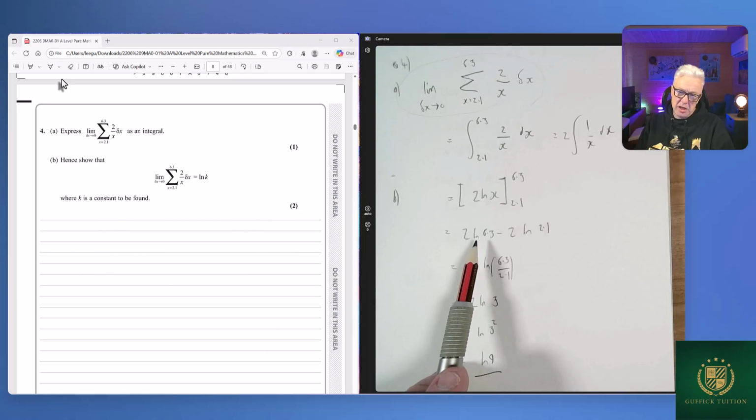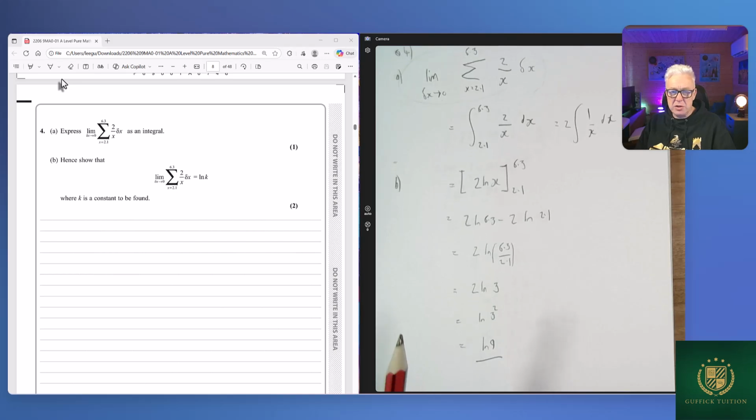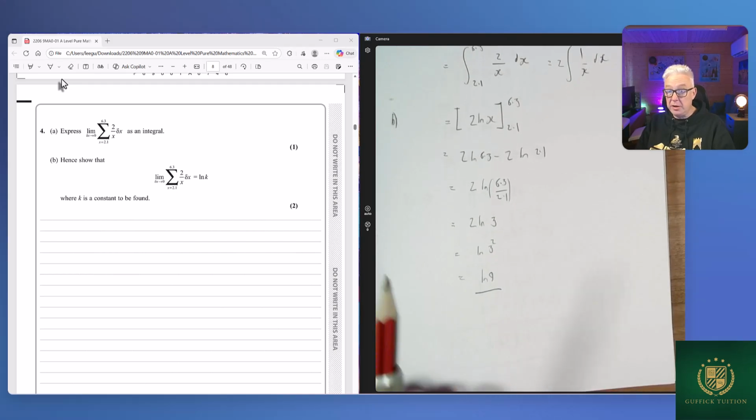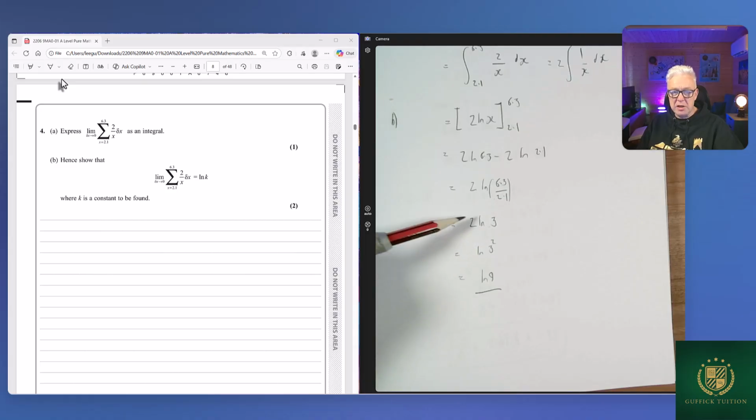So we've got 2 ln x there with 6.3 minus 2 ln x with 2.1. Now that is 2 ln of 6.3 divided by 2.1, and 6.3 divided by 2.1 is 3. So we've got 2 ln 3. Using the power law of logs, we're going to put that as ln 3 squared. So therefore it ends up as being ln 9.